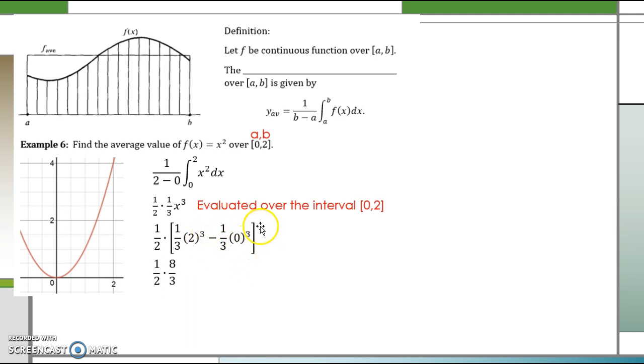This is a moot point again, so 2 cubed is 8. 8 times 1/3 is 8/3, so half of 8/3 is 4/3. This tells us then that our constraints were from 0 to 2 here, so the average area under the curve is 4/3 or 1 1/3, and we can see about half is below and about half is above that line.